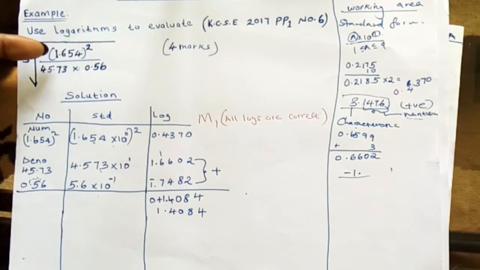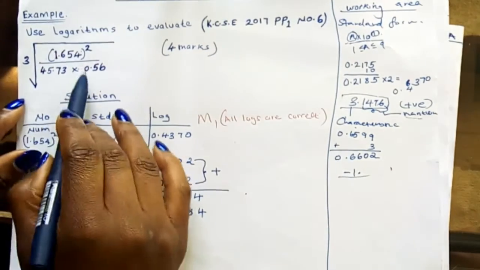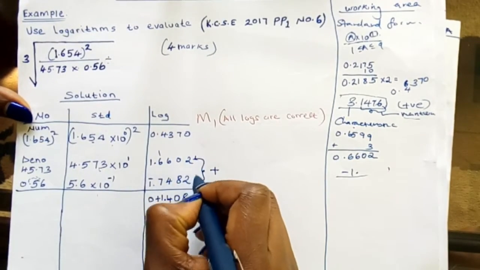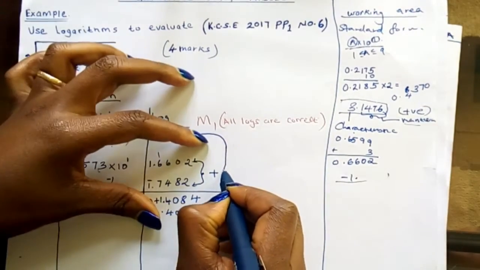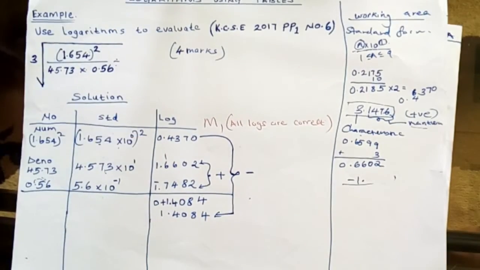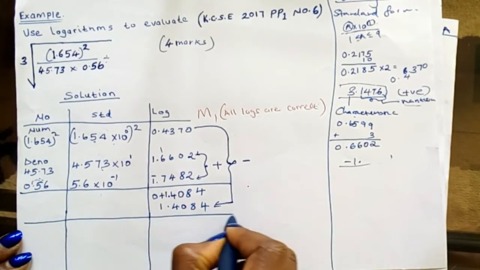Now we have the numerator and denominator. This line means division. So when we are dividing logarithms, we subtract the logs. So we take this one, we subtract. Okay, so let's subtract and see what we are going to get.